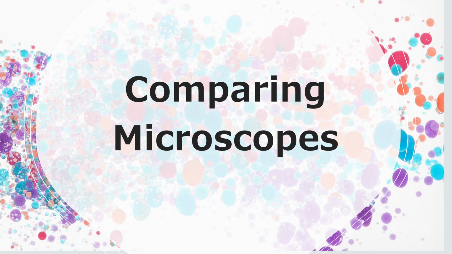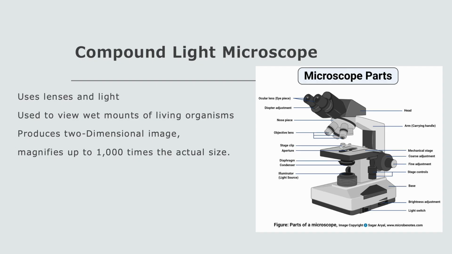Okay, in science, there are different microscopes that are used. They have different functions. Scientists would use different types of microscopes depending on what they needed to look at. The compound light microscope, or sometimes just light microscope, this is the microscope that we would use in our classroom.